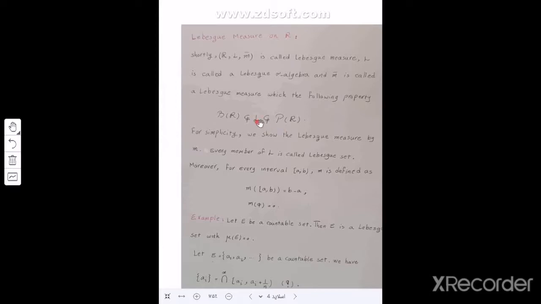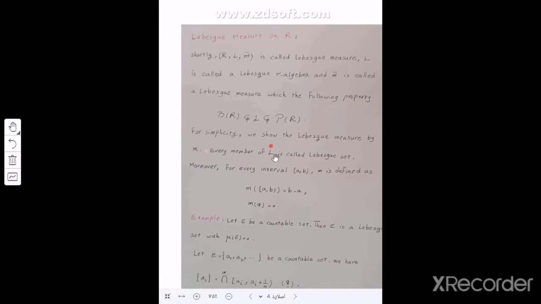What is the name of L? L is the Lebesgue sigma algebra. This sigma algebra is called Borel, this sigma algebra is called Lebesgue, and this sigma algebra is called the power set. For simplicity, in the text we show the Lebesgue measure M bar by M.